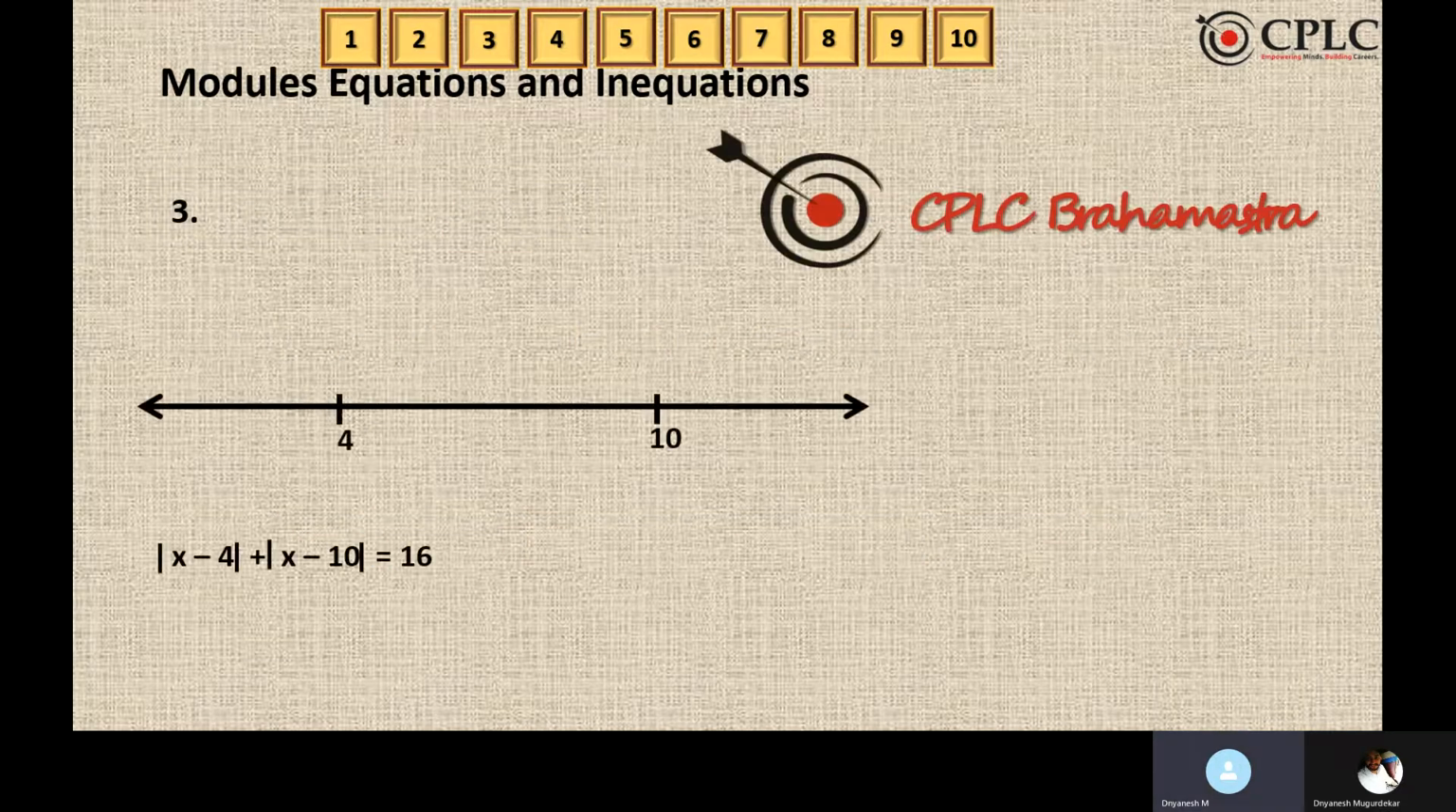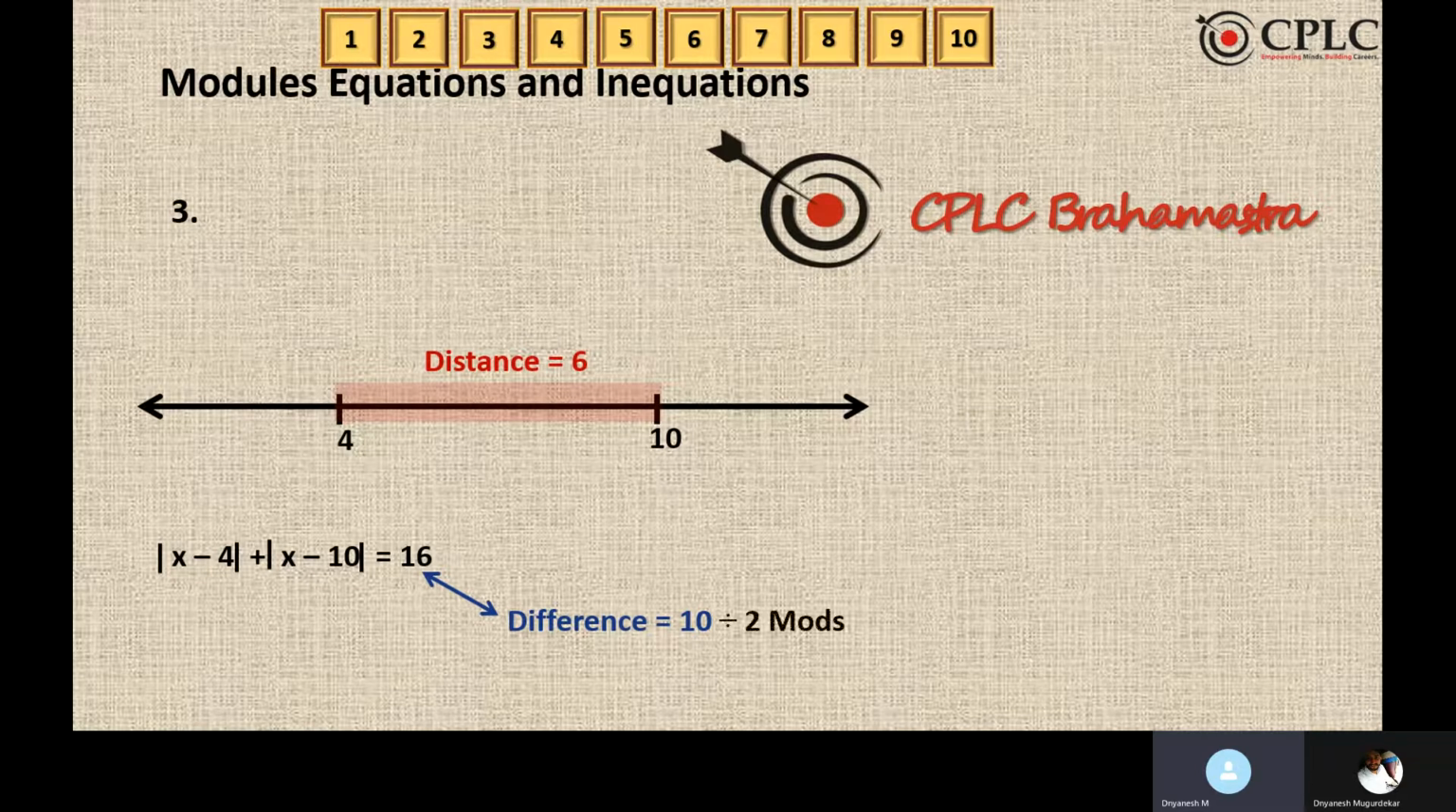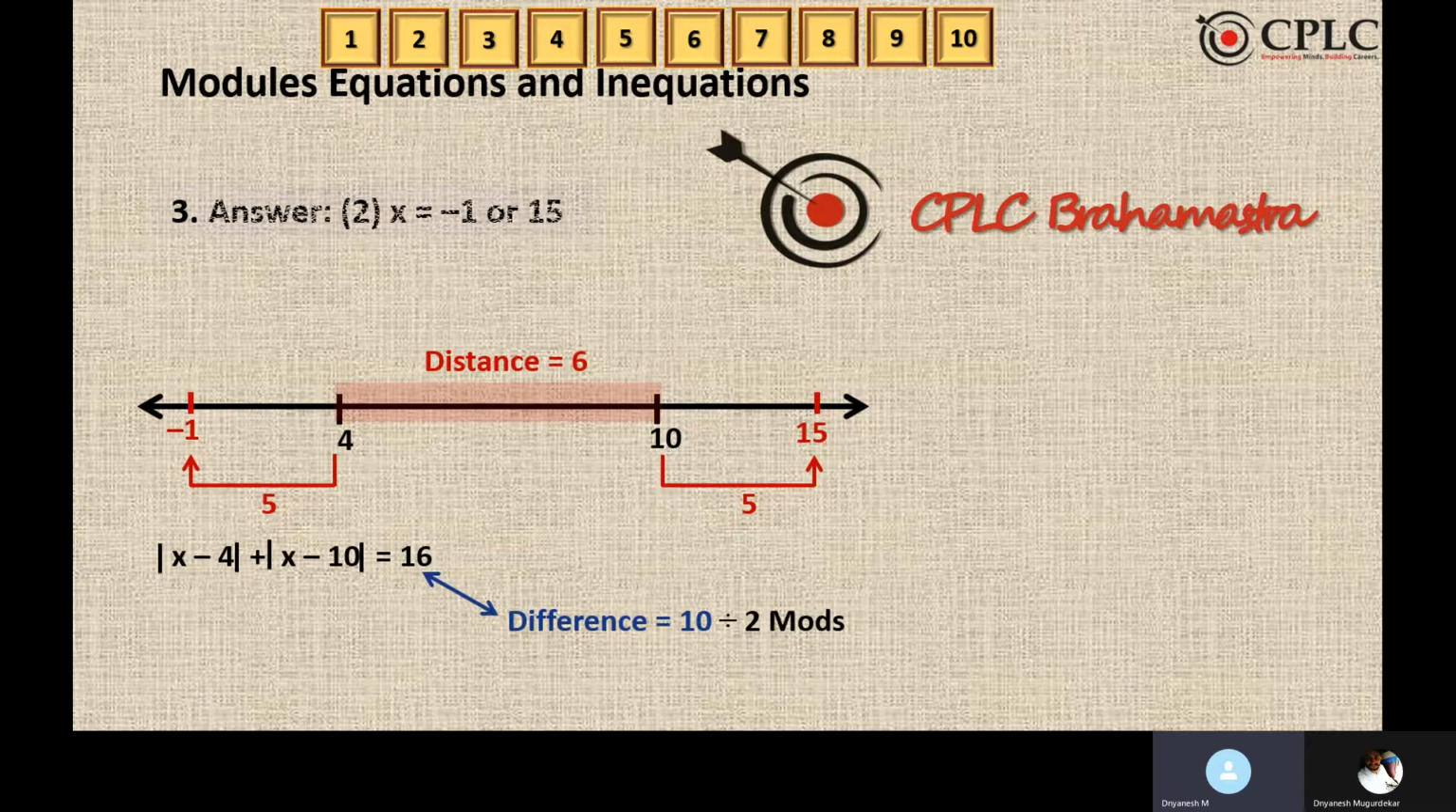Another approach to do the same, as I said, is to take the points on the number line in ascending order, which are 4 and 10. Take their distance, which is 6, and the actual given distance is 16. Take the difference, which is 10, and divide that difference by the number of modulus. There are two modulus, so 10 divided by 2 is 5. From the respective endpoints, go 5 units on either side. From 10, if you go 5 units ahead, you will get plus 15. From 4, if you go 5 units behind, you will get minus 1. So minus 1 and plus 15, the same two answers for the third question.